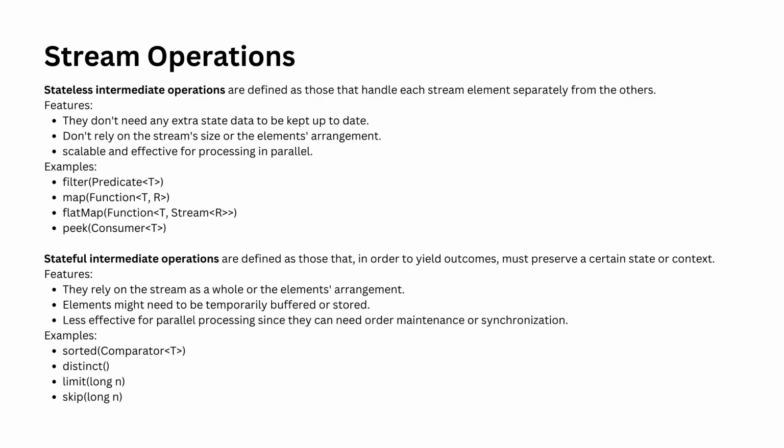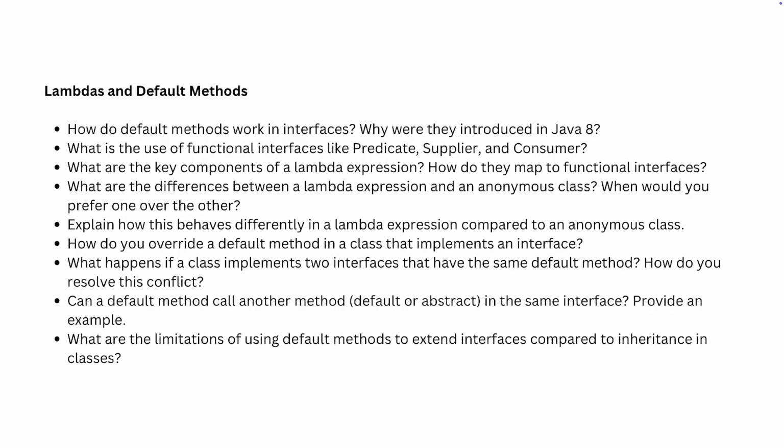Now stateful intermediate operations are operations that need to maintain some state or context to produce a result. They depend on the whole stream or the order of elements, and they may need to buffer or store elements temporarily. These are less efficient for parallel processing as they may require synchronization or order preservation. Examples are your limit, distinct, sorted, right? Alright, so now let's talk about lambdas and default methods.